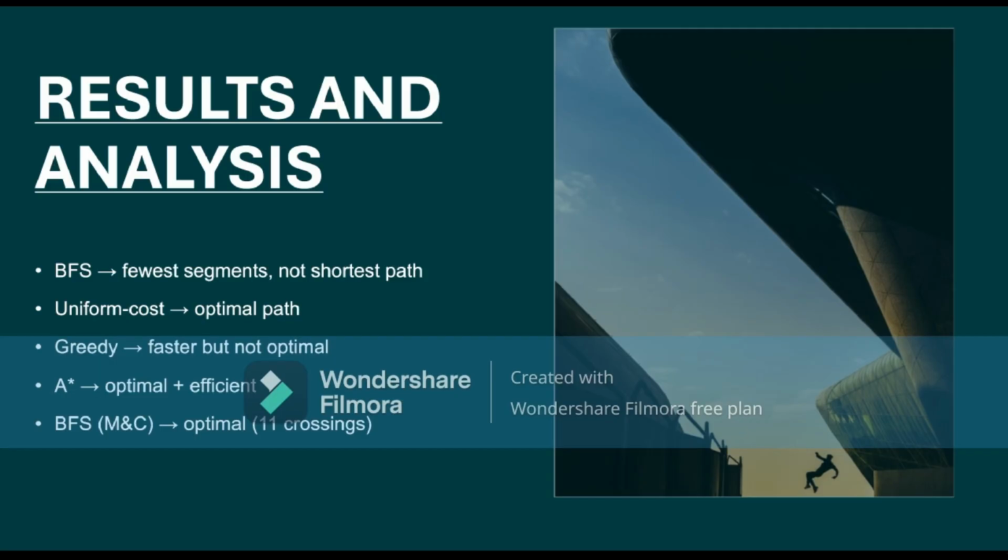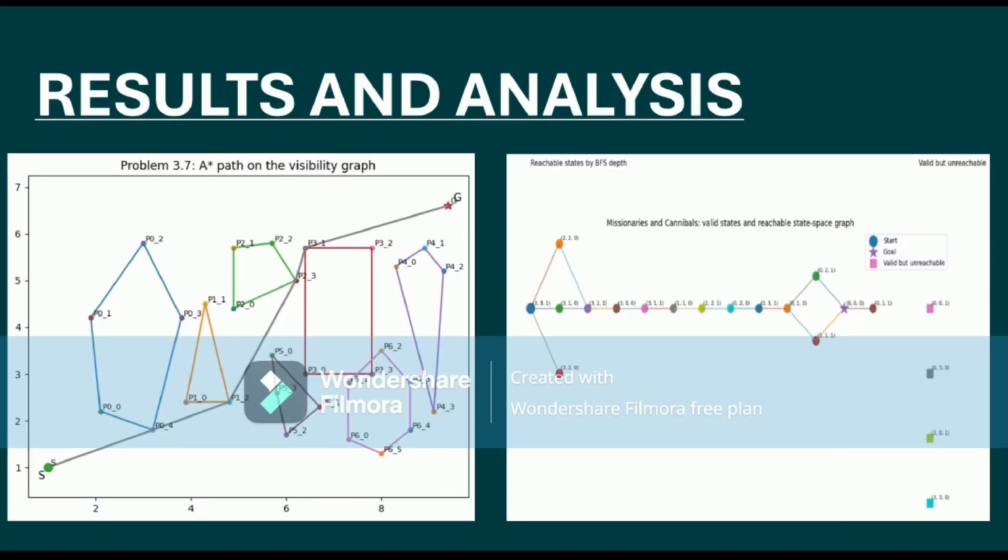For the missionaries and cannibals problem, breadth first search returns the optimal path within 11 crossings. This is because all actions have equal cost, making BFS both complete and optimal. The analysis also showed that repeated states are a significant issue due to the cycles in the state space, so using graph search with an explored set is essential to avoid revisiting the same configurations. And these are the graphs from both problems, validating the results.